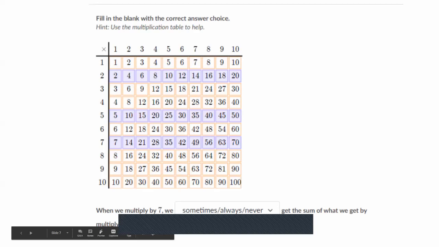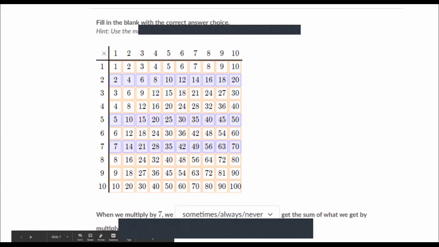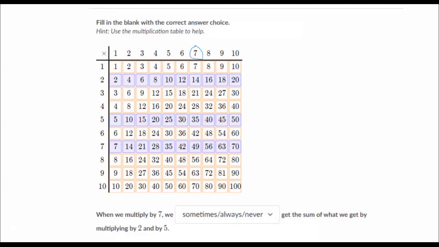So what you're going to do is use the chart. If it doesn't give you a chart, remember you have one on paper or one at the top of Google Classroom. And let's check it out. So when we multiply something by 7, let's do 7 times 8 this time. Let's check to see if we add 5 and 2. So we do 5 times 8 is 40. 2 times 8 is 16. If we add those together, do we get 56? Yeah, we do. So that worked.